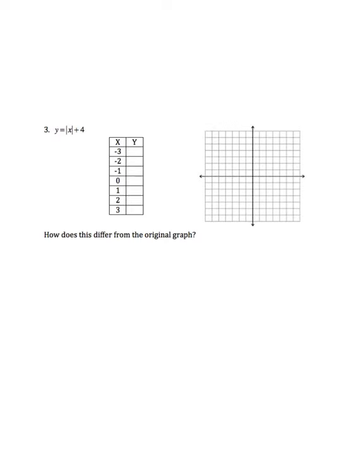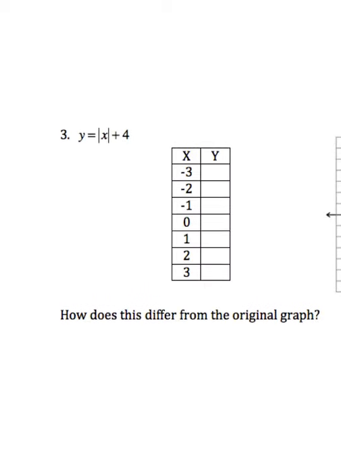Okay, what if we have the plus 4 on the outside? So let's see what happens here. If we plug negative 3 in for x, the absolute value of negative 3 is 3, and then the plus 4 is after the absolute value, so now the y is going to be 7.